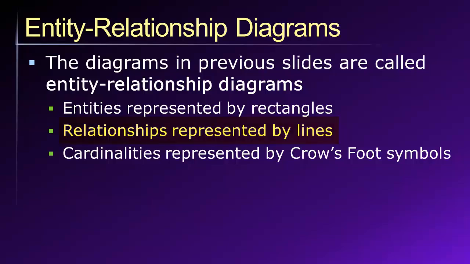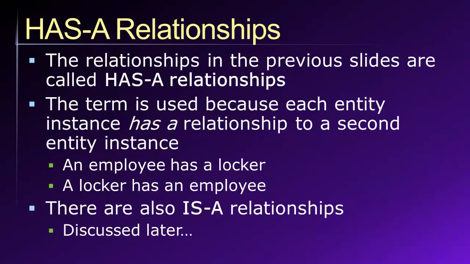And as we saw on the previous slide, the specific nature of those relationships is depicted using our cardinality symbols. Specifically, we use crow's foot symbols in order to provide specific details about the nature of the relationship between two entities. All of the examples that we've seen today can be thought of as what we would call has-a relationships.